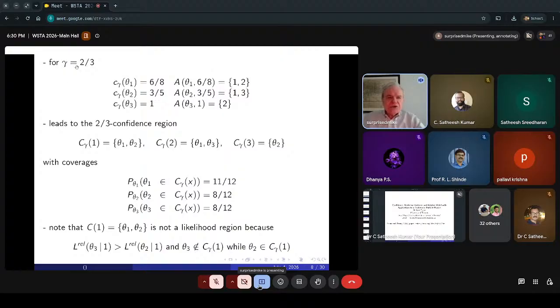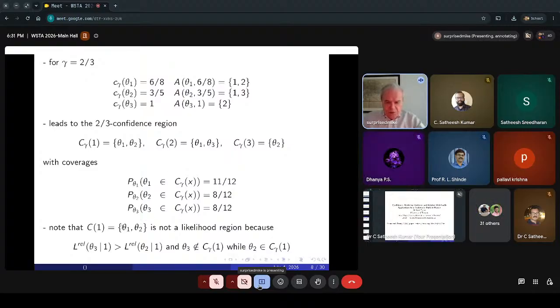Well, if I take gamma equals 2/3, so I'm asking for a confidence region that has coverage probability at least 2/3, I wind up with these three values, right? When I observe the value 1, the 2/3 confidence region is theta 1, theta 2. When I get 2, it's theta 1 and theta 3. And when it's 3, I get theta 2. Now, these are the actual coverage probabilities.